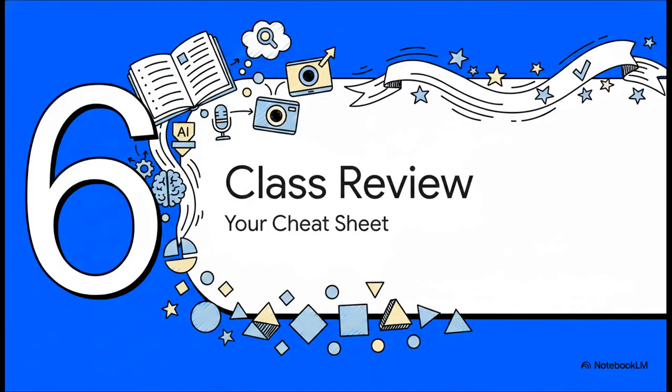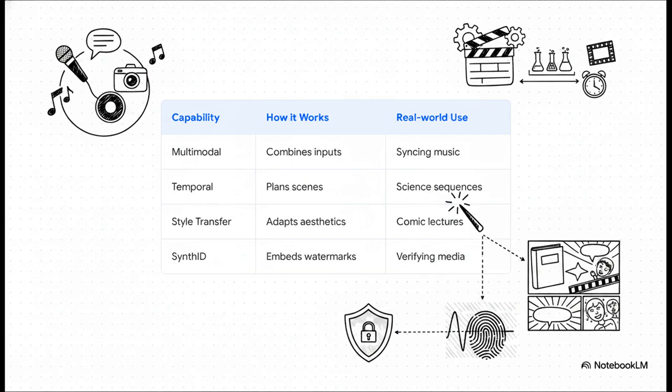And that brings us to Section 6, Class Review, Core Principles, your explainer cheat sheet. All right, class, let's bring it all together. Get your notebooks ready. Let's lock in our core takeaways. First up, multimodal input. The model combines text, audio, and images all at once, allowing for incredible real-world uses like flawlessly syncing music to actions in a video. Second, temporal reasoning. It plans scenes exactly like a film director, which is what lets us create those perfectly timed 10-second science sequences. Third, style transfer. It adapts visual aesthetics on demand, meaning you can turn any dry textbook into, say, a comic book style lecture. And finally, SynthID safety, embedding digital watermarks to make sure we can always verify authentic media.